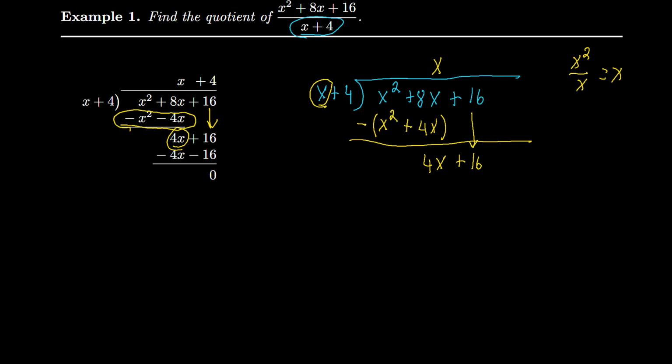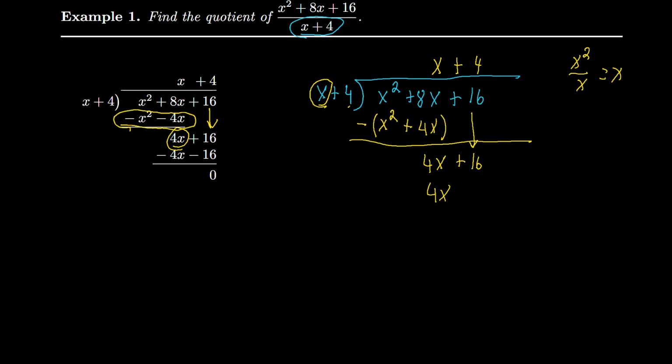So again, you go through this process again. You say, okay, what is the leading term here? What is 4x divided by x? That's what you're asking. What is 4x divided by x? Well, 4x divided by x is a positive 4. Write that above here. Now, 4 times x is 4x.